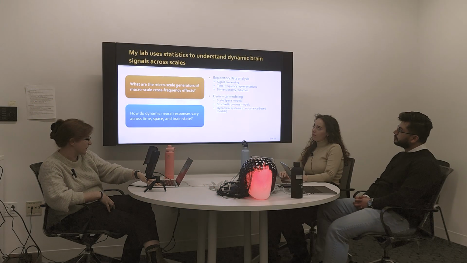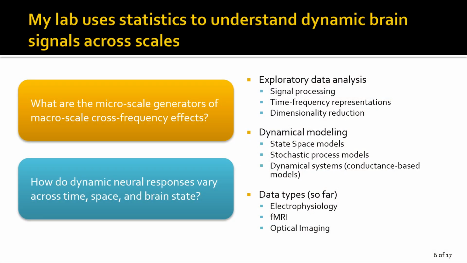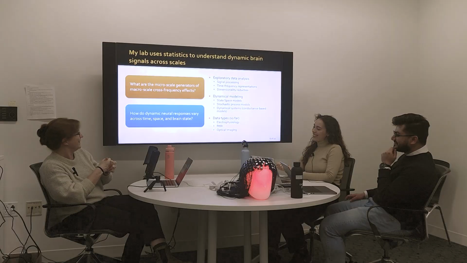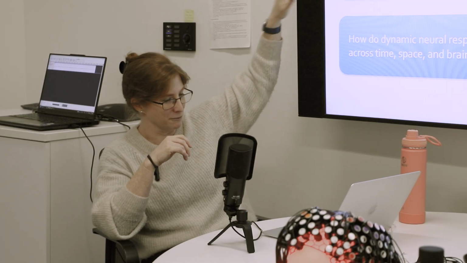And then my list of things: I do a lot of exploratory data analysis in addition to dynamical modeling. My best expertise is with electrophysiology, but I've started working with fMRI and optical imaging as well, and I'm very open to expanding beyond even those. I've got a couple of examples, and I have way too many slides, but I thought I could at least start with this one, which is a little bit shorter, and then this one could get very long, and we can decide how deeply we want to get into that one.